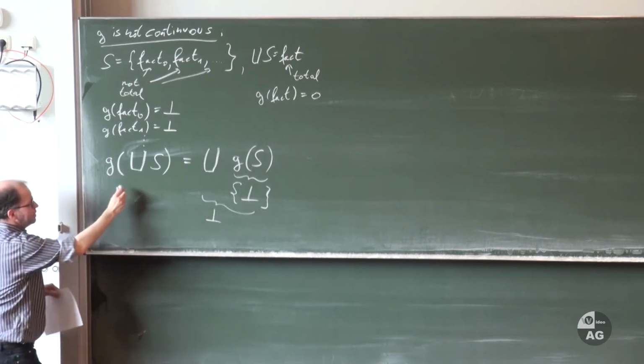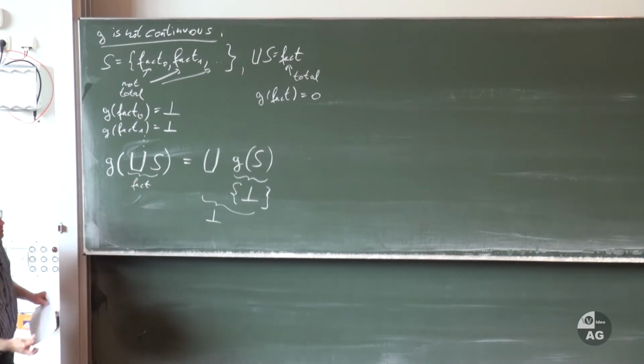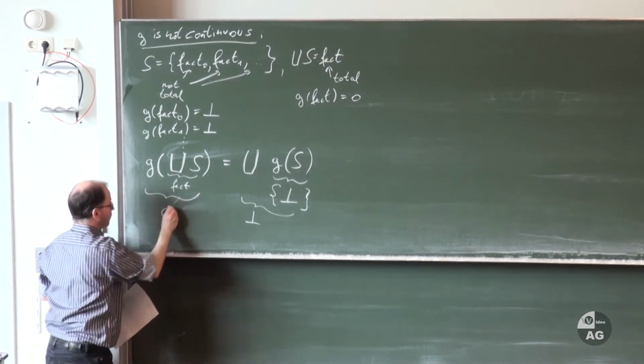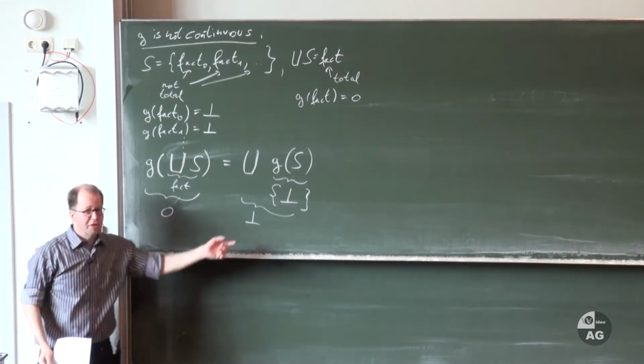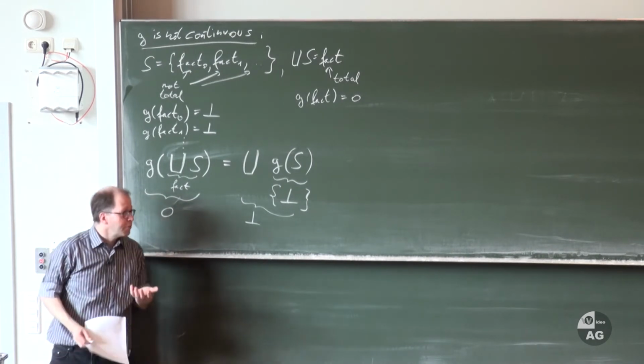And here, well, the least upper bound of this is fact, and g of fact is 0 because fact is a total function. So here we have 0, there we have bottom. That's not the same. So g is not continuous. So what does that mean?